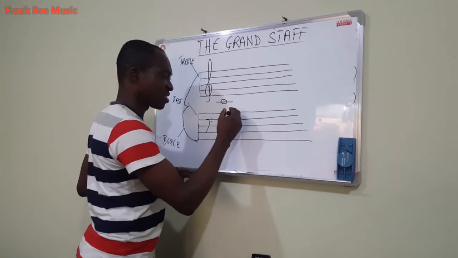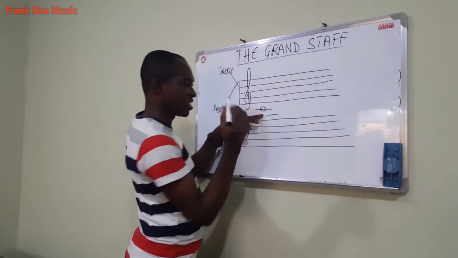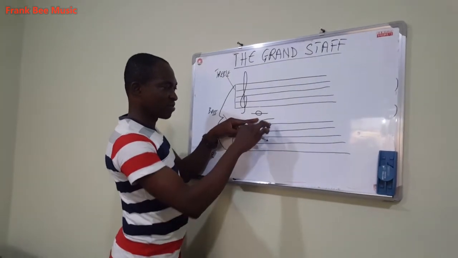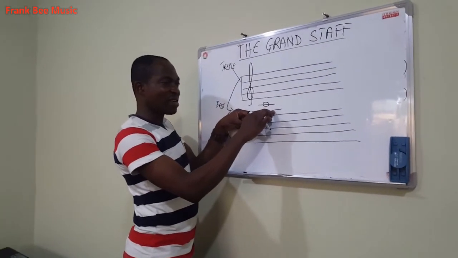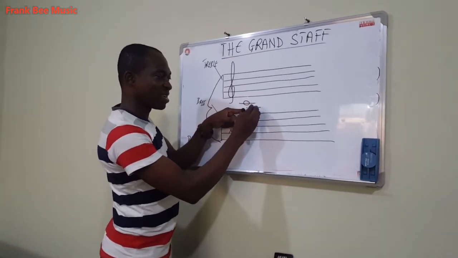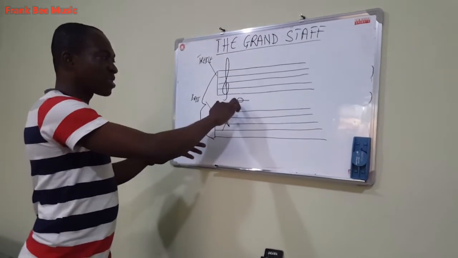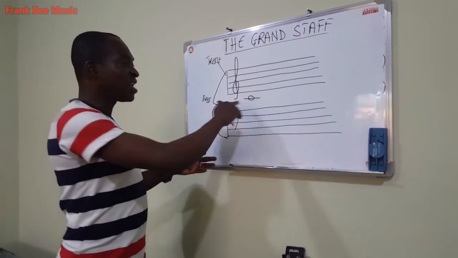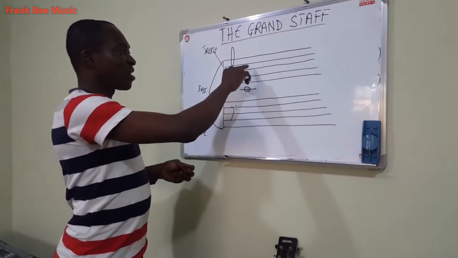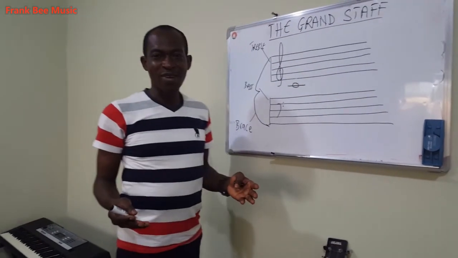So for instance, if a line was here, then here would be B, and this line is C. So this line that we are seeing here is the same line here, which is the C. So the middle C falls in between the treble staff and the bass staff.